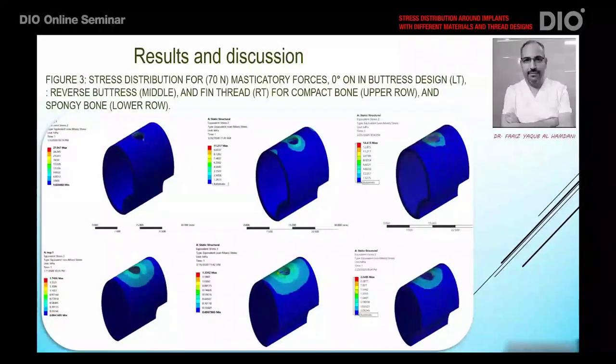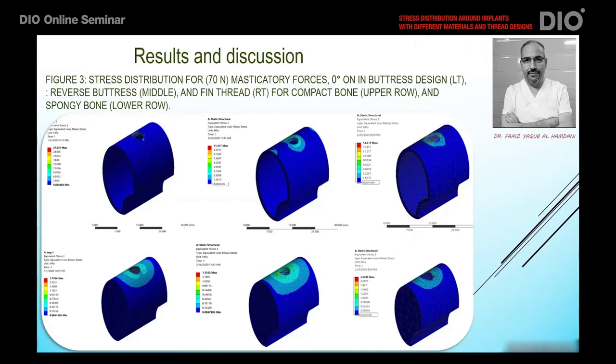Now, this figure refers to the stress distribution using normal occlusal load. As you may see, there are two rows. The upper row of figures represents the stress distribution over the cortical bone, whereas the lower row represents the stress distribution over the cancellous bone. And this is one of the differences between our study and other studies, because in other studies, they usually put the implant body with the cortical bone and cancellous bone in one figure and discuss the results as they apply the force using finite element analysis.